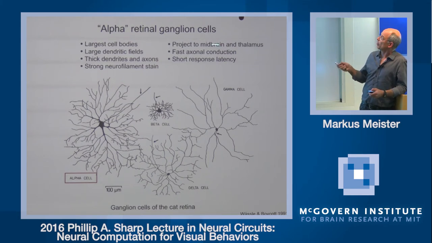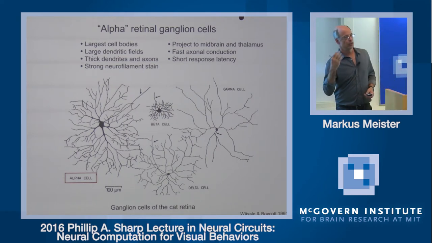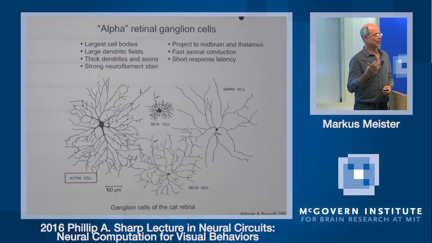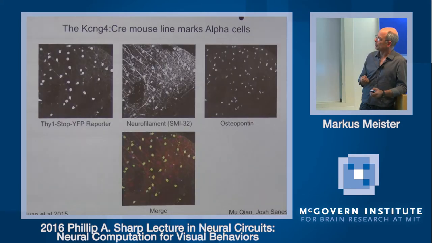They project to both of the major visual pathways. They have very fast axonal conduction and short response latency. So when something happens in the world, the first action potentials that tell the brain about it are usually from alpha retinal ganglion cells. So we wanted to understand this class of ganglion cells better in the mouse retina to try and see what role they might play in encoding different kinds of visual stimuli.